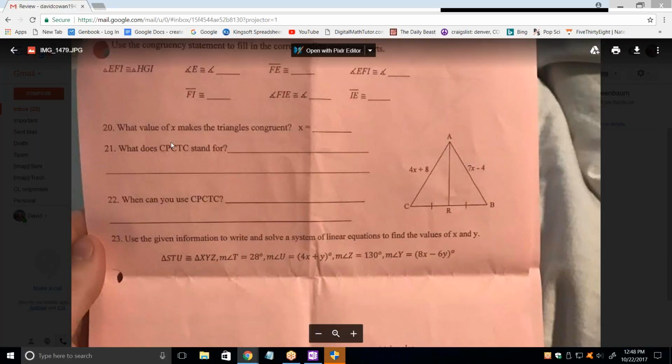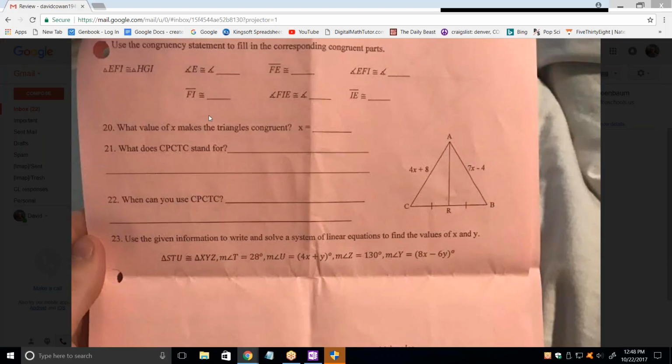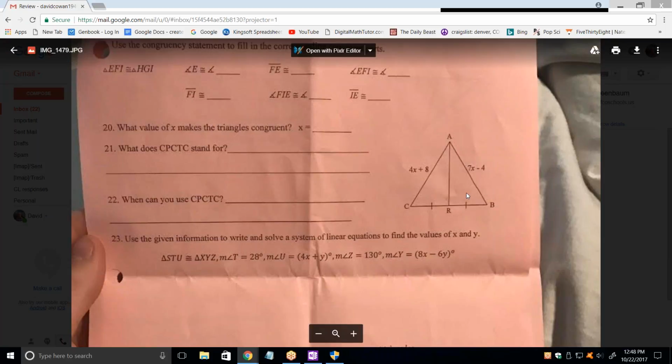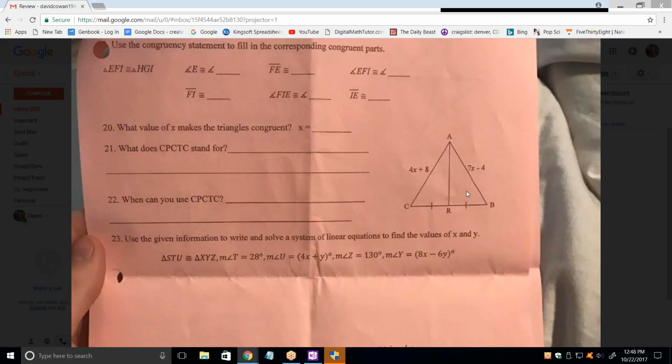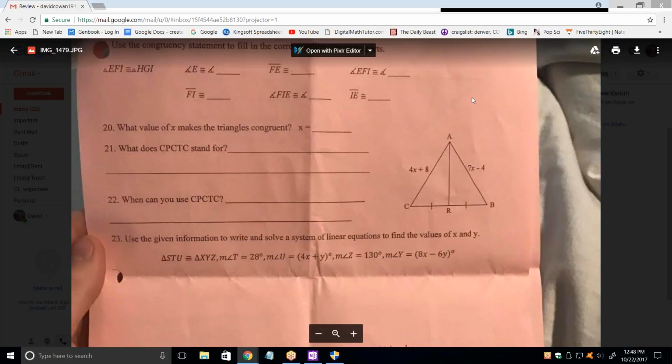Okay, so we don't need to do that one. Question 20, I can only presume is referring to this graph over here. Oh yeah, I think so. Okay. All right.